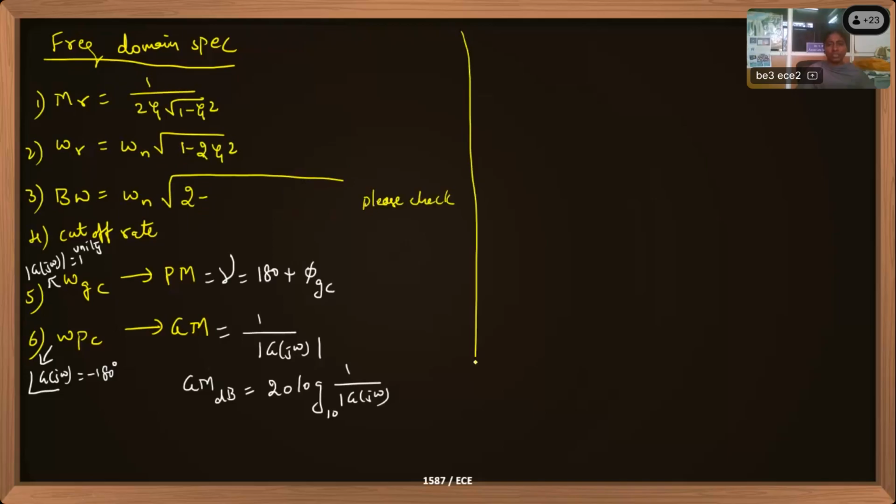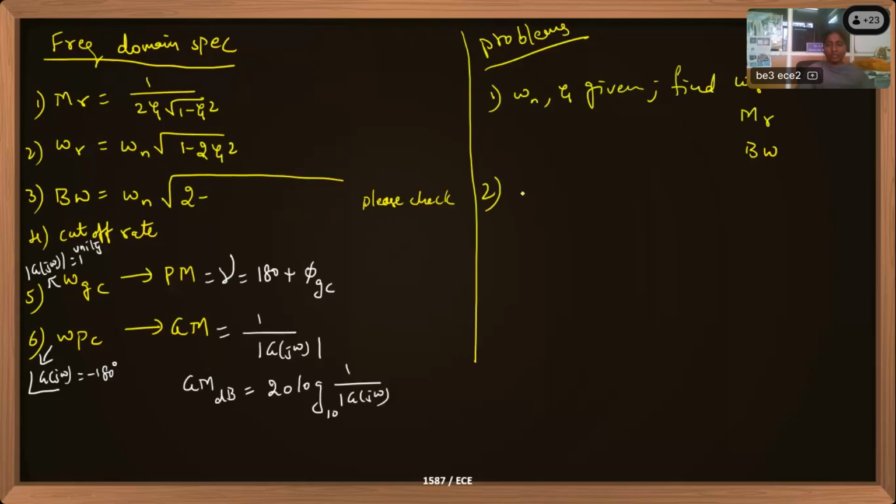What are the possible questions in frequency domain specifications? They may give omega n and eta values, and you find the omega r value, Mr value, and bandwidth value. This is one possible question, direct formula substitution.